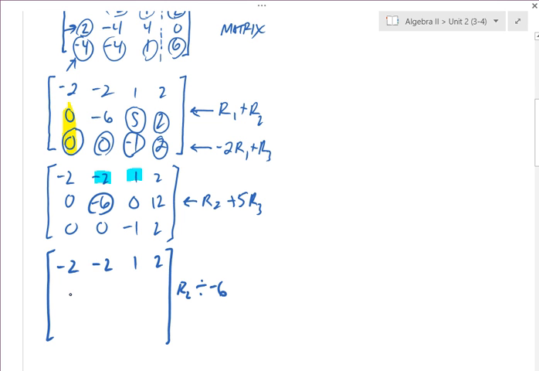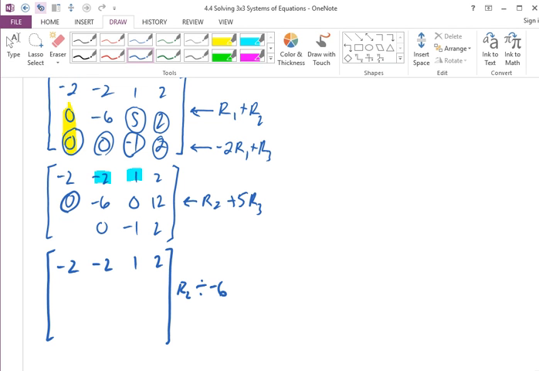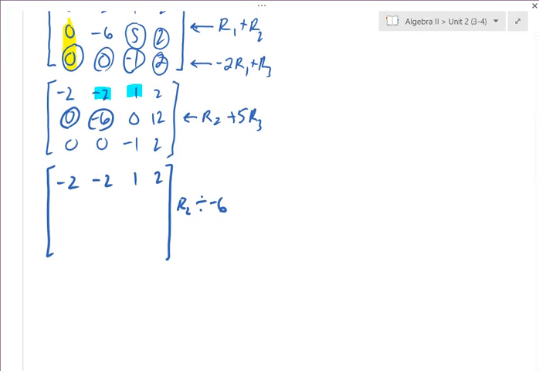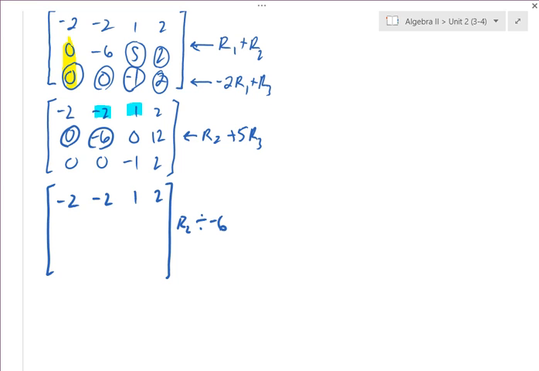Okay? Because, see, if you add, you're going to mess up the 0 that we have. So we don't ever want to add or subtract. We want to multiply rows by a certain number. Okay? So if we multiply by negative 1/6, or that's the same as dividing by negative 6, that keeps the 0 that we want. This becomes a 1, this is still a 0, and this would be -2. So we got the 1 where we want.